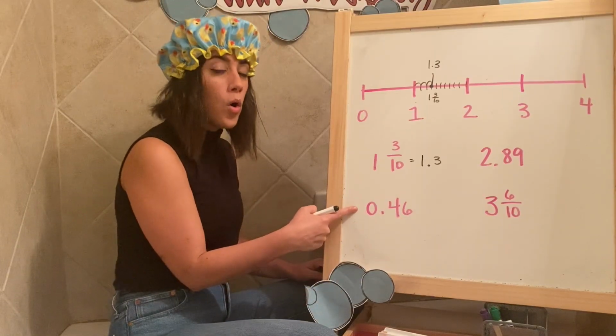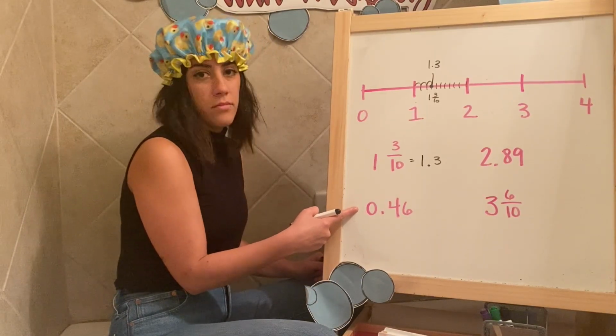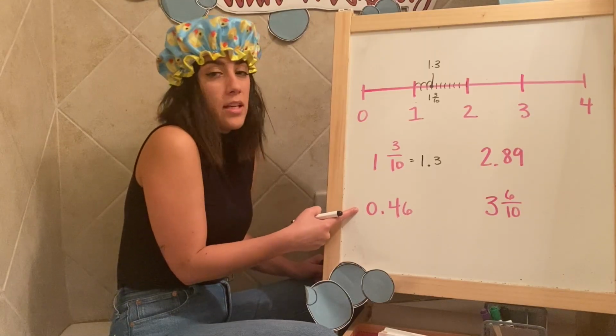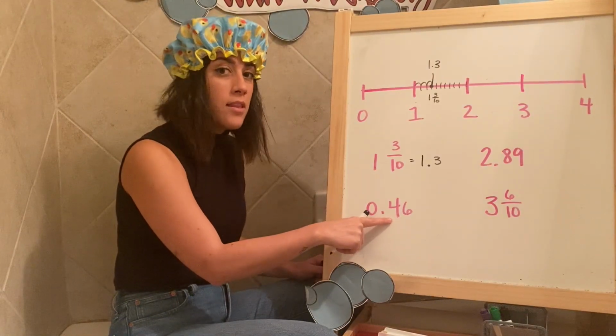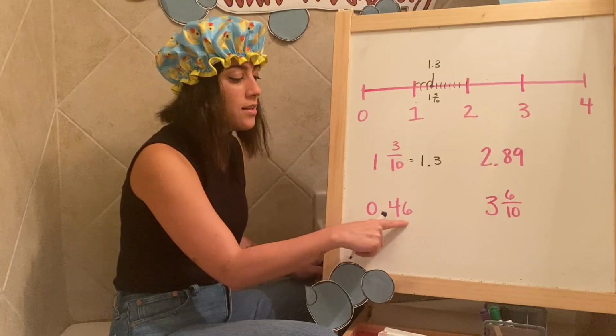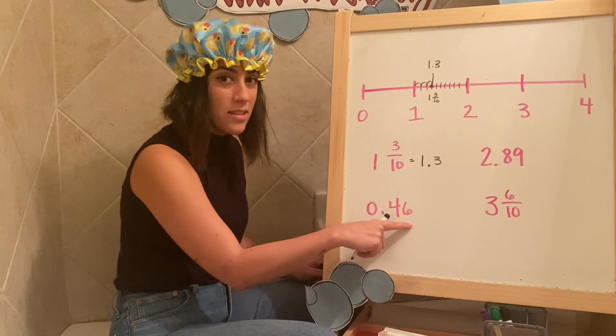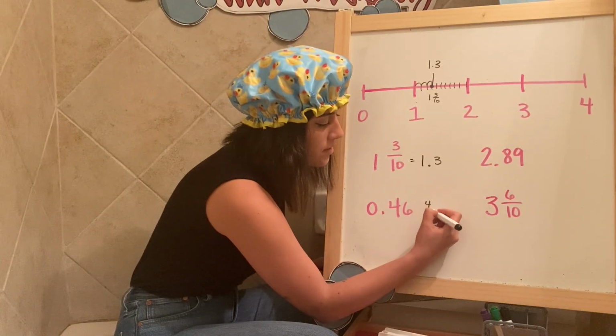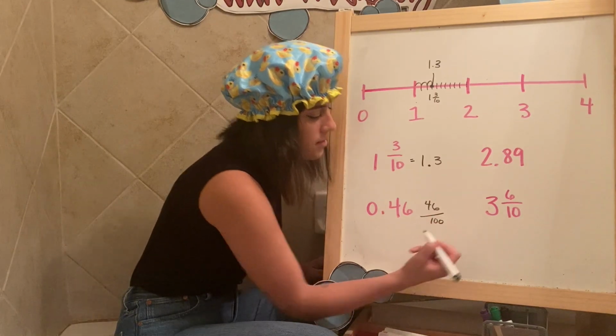0.46. Do I have any whole numbers? Do I have any whole dollars? No. So this is going to be automatically a fraction. Does it end in the tenths place? No, it keeps going. It ends in the hundredths place. 46 hundredths. That's 46 out of 100 pennies, right?